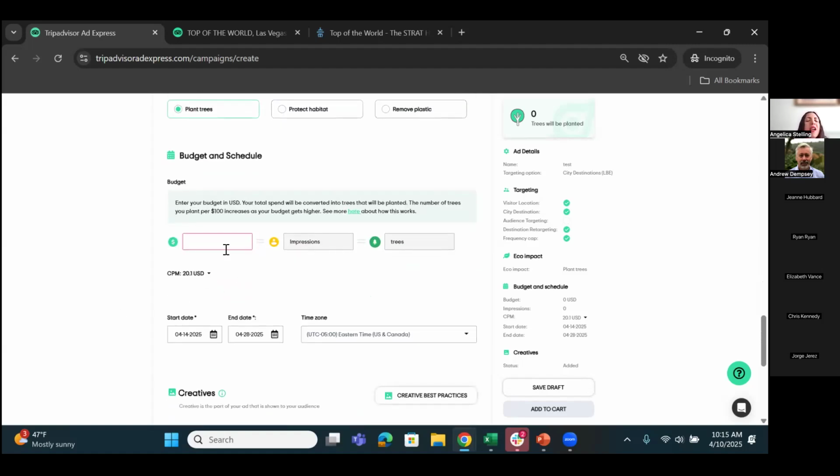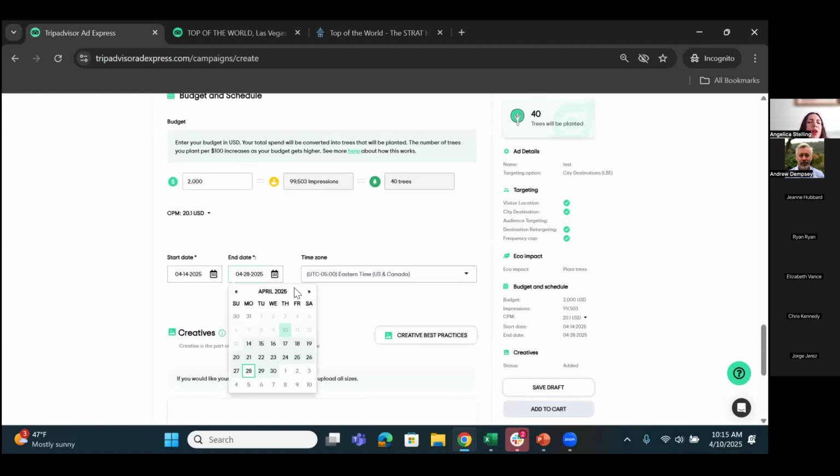Perfect. Here you get to pick your own budget and date range. Watch this. I put my budget here. It tells me how many impressions I would be purchasing based on my targeting selections above. Let's see what I can get. I double it. Awesome. I am going to go ahead and make it a month.